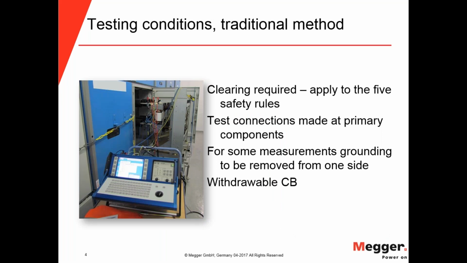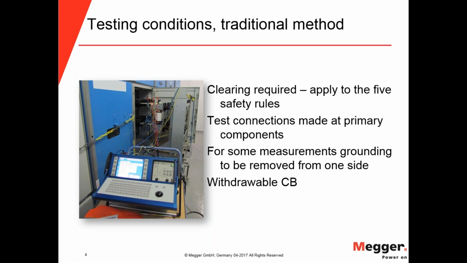So if we go to the traditional method, the testing conditions using a traditional method, what do you have to do to make a test? Firstly, you need to do the clearing of the workspace and apply the 5 safety rules. Actually, the bay has to be taken out of service completely to be able to test, and you put your devices to the circuit breaker in local mode and so on.